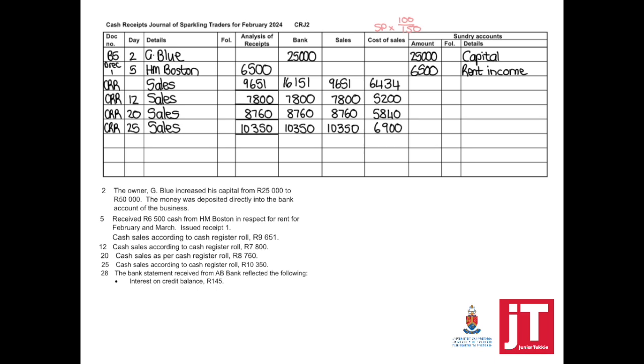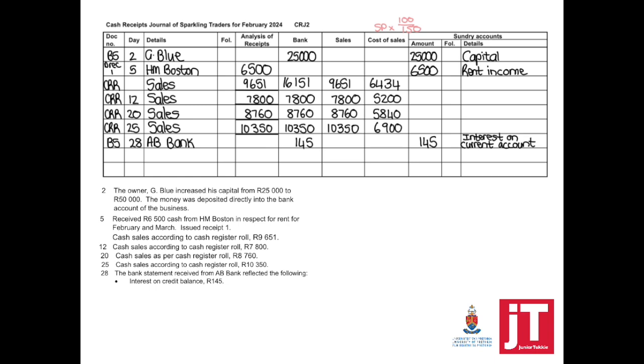Day 28. The bank statement received from AB Bank reflected the following. Interest on credit balance, 145. We start with the source document, bank statement. On day 28, the name of the bank, AB Bank. In my bank, how much did we receive? 145. For what reason? Interest on current account.